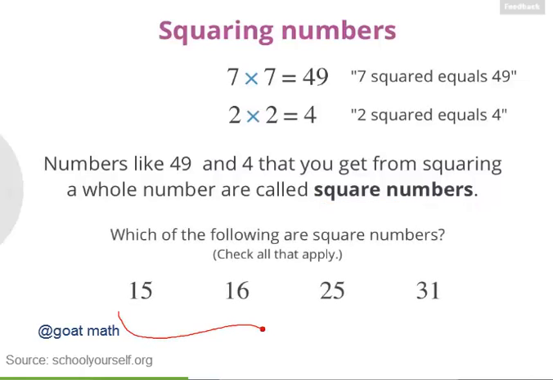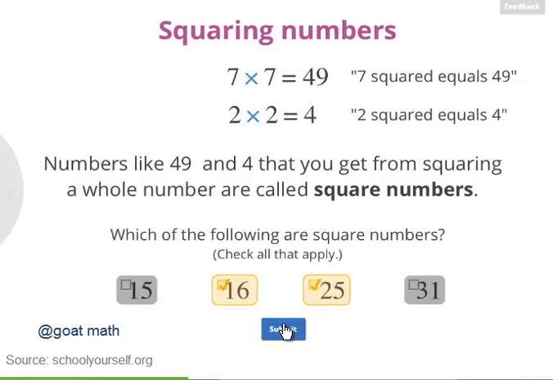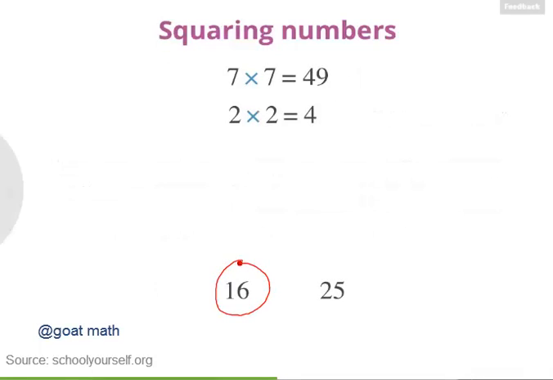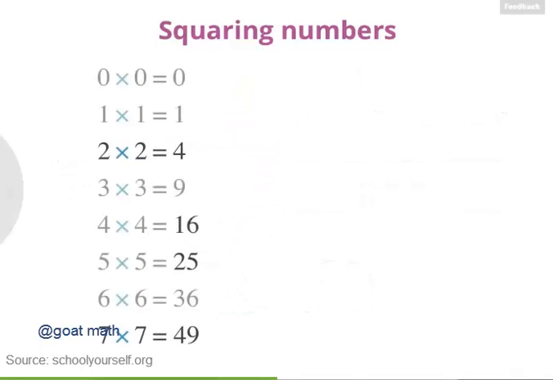So take a look at these 4 numbers down here. Which of them are also square numbers? Right, 16 equals 4 squared and 25 equals 5 squared. So here's a list of the first few square numbers from 0 to 49.